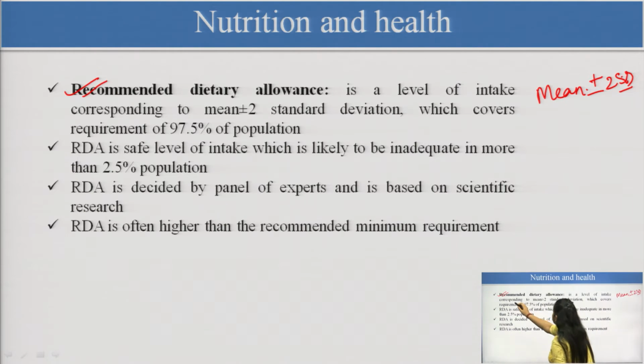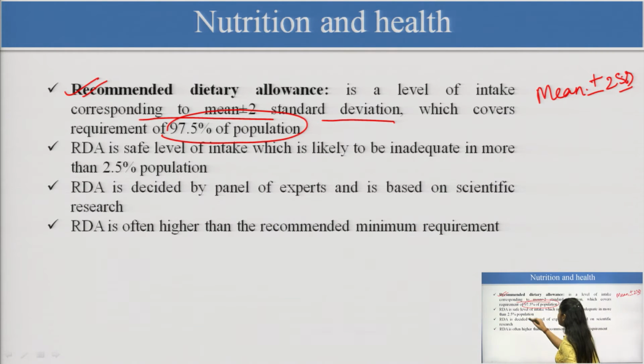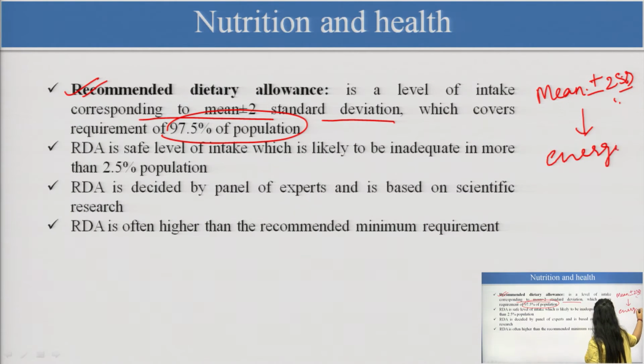So it is a level of intake corresponding to the mean plus or minus 2 standard deviations, which covers nearly 97.5% of the population. For the majority we are putting the value here. Now, the recommended dietary allowance is a safe level of intake, but we do not apply the plus or minus 2 standard deviations for energy, because energy we require only at an optimum level. We are just taking the mean value.